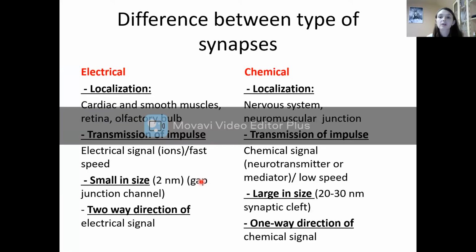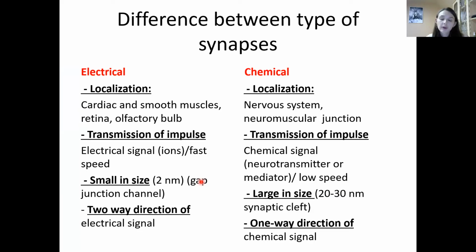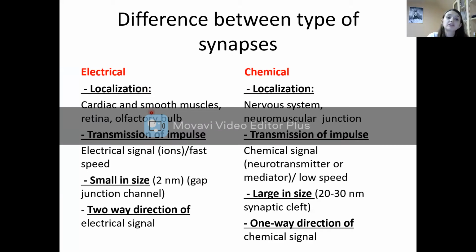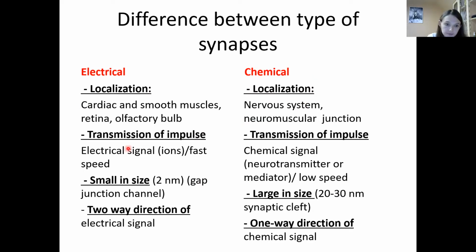Now let us go on further. Let us talk in more detail about the classification depending on the transmission of the signals. We could divide synapses into electrical and chemical. What are the differences between them? Mostly electrical synapses are located in the cardiac muscle, in the smooth muscles, in the retina and olfactory bulb. Chemical synapses are located in the neuromuscular junction and mostly in the whole nervous system.